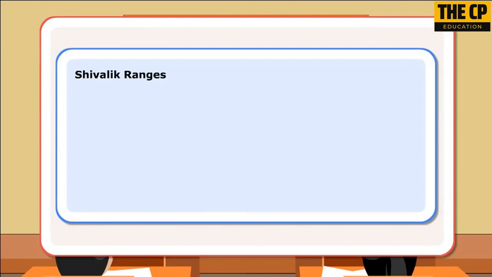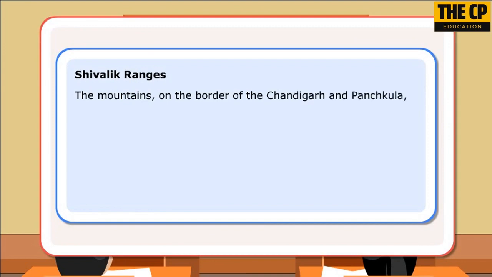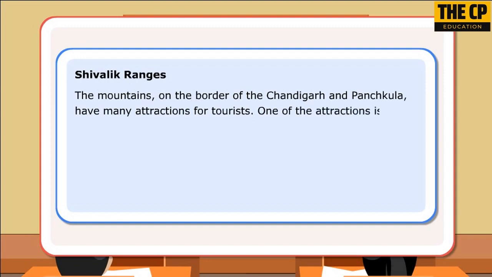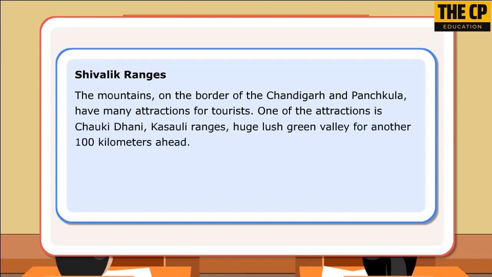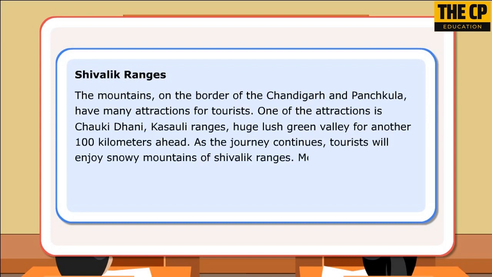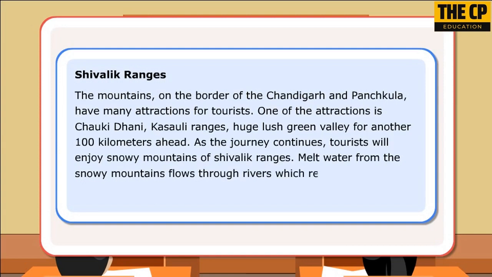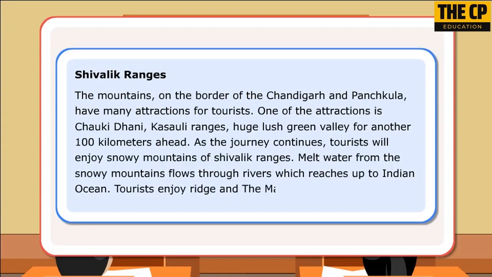Shivalik Ranges. The mountains on the border of the Chandigarh and Panchkula have many attractions for tourists. One of the attraction is Chauki Dhane, Kasoli Ranges, huge lush green valley for another 100 kilometers ahead. As the journey continues, tourists will enjoy snowy mountains of Shivalik Ranges. Melt water from the snowy mountains flows through rivers which reaches up to Indian Ocean. Tourists enjoy Ridge and the Mall Road of Shimla.